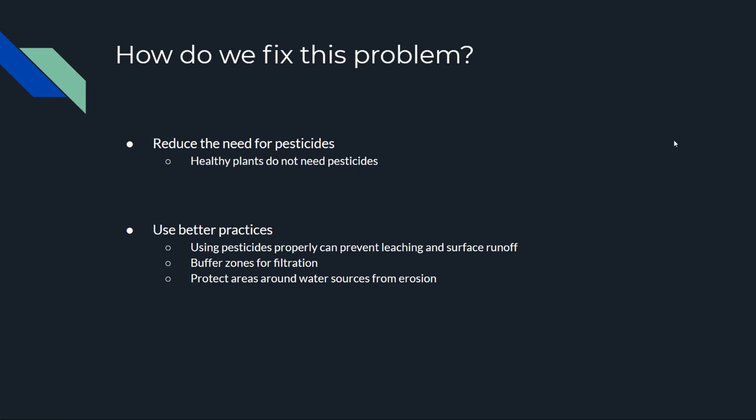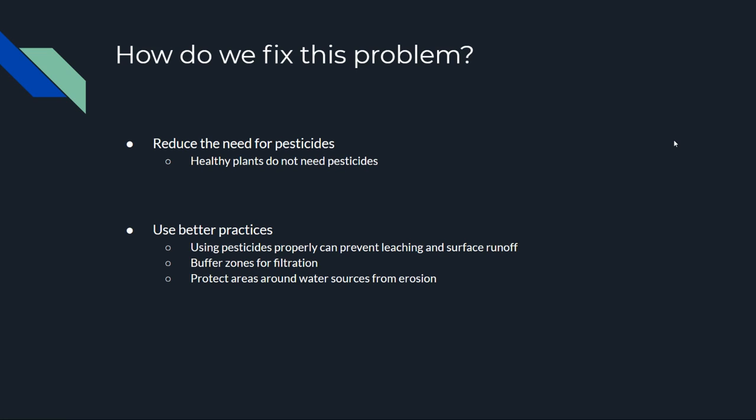So the last slide is how do we fix this problem? And we'll talk about this in other units, especially if we get to some sustainability units. How do we fix this problem? Reduce the need for pesticides. Healthy plants do not need pesticides, and this goes back to science. The more we can learn and the more we can implement with our practices, the better off we'll be, not only as an agriculture community, but as an overall community as a whole.